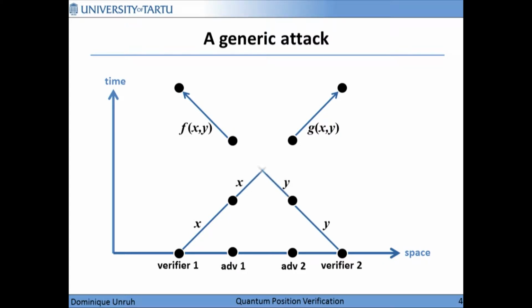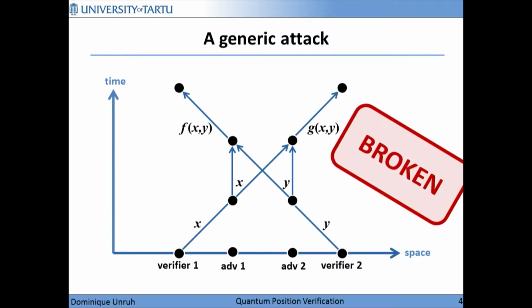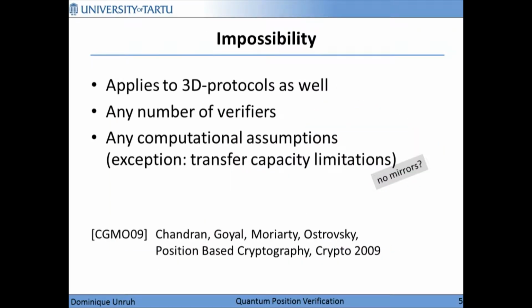Well, it turns out to be very simple. The one adversary device forwards x to the other, and the other forwards y to the first. And they also keep x and y. And just in time, they have x and y to compute the answers and forward them on. So this breaks the generic protocol. And unfortunately, this easily also generalizes to the 3D case. It generalizes to any number of verifiers, so it's not just restricted to having two verifiers. It works even if we have computational assumptions, like if the prover is polynomial time and so on.